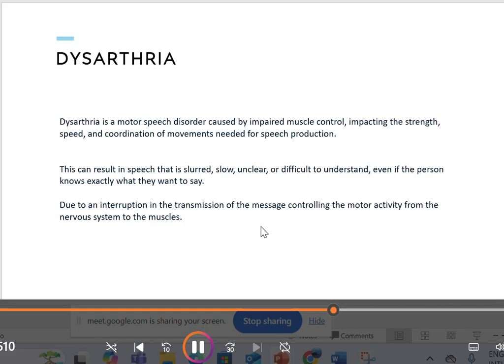It is due to interruption in the transmission of messages controlling the motor activity from the nervous system to the muscles. Here the main problem is that there is interruption in the transmission; the brain is not properly sending signals to the muscles. Transmission of the message controlling the motor activity is not properly done. That is known as dysarthria.